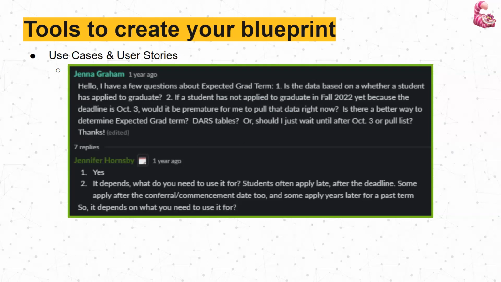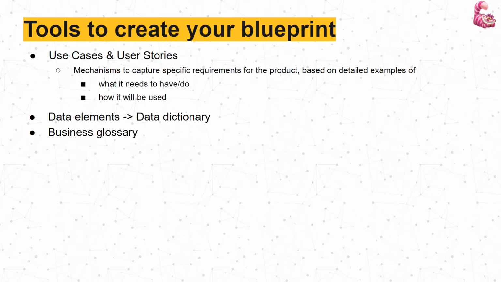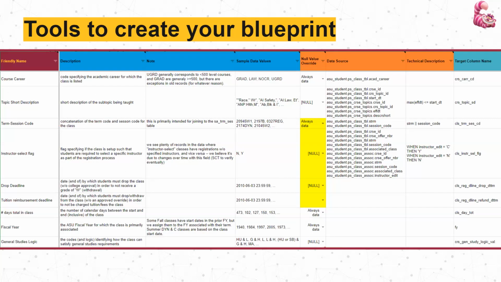Take another example. Next. Data elements and data dictionary and business glossary. This is an example of the documentation we're talking about. This is for the EADS and actionable analytics projects. We use a template like this, but it's basically what's going into the enterprise data dictionary.